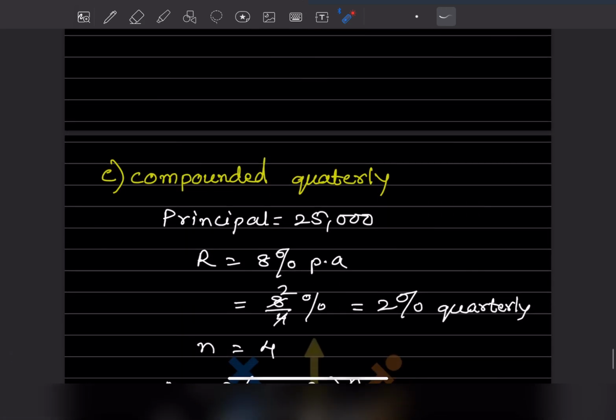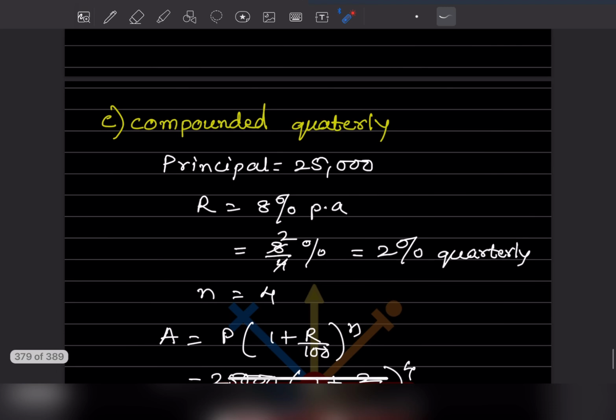Now here it is compounded quarterly. Quarterly means you are going to do 1 by 4. So the principal is again the same 25,000, and the rate of interest is given as 8% per annum. When it is half yearly, you divide by 2. For quarterly, you are going to divide it by 4. So that will be 2% quarterly. And for the time N, you are going to multiply by 4. So that will be 4.